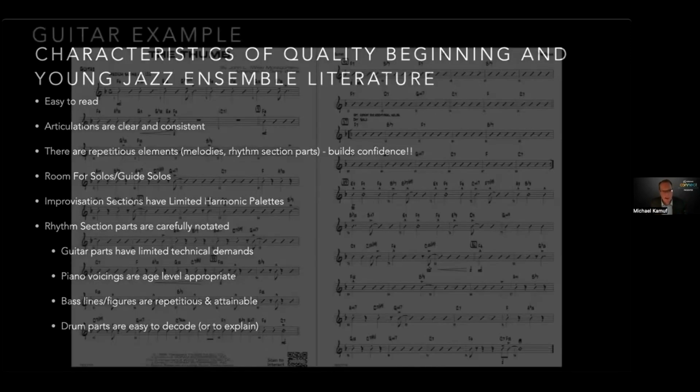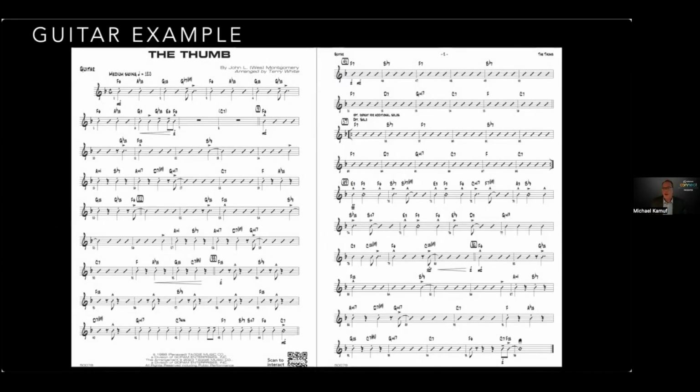Okay, let's take a look at some examples of this. If you're not hip to the writing of Terry White, Terry writes for Alfred and some other publishers, and Hal Leonard, and I believe he has some things through Excelsior too. Terry is a wonderful writer who understands the limitations of young musicians, but is able to make them sound hip. And this is one of his new charts that have come out this year.